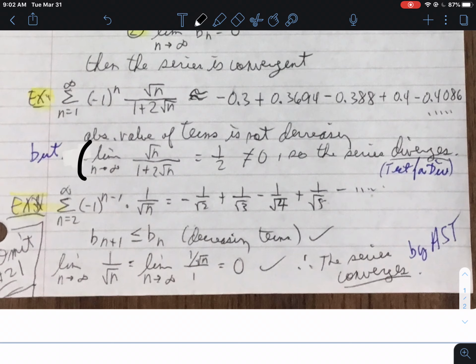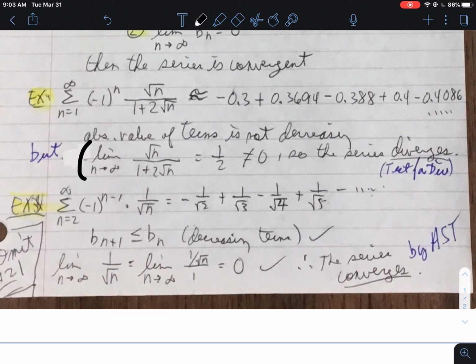Okay. And this fact that the limit of the terms as n approaches infinity is not equal to 0, that's the test for divergence. You want to be clear there, because one of your requirements is that once you make the determination about convergence or divergence, you have to be able to state the reasoning for it. Which test did you use, or according to what test? So be careful there. The second example, the sum from 2 to infinity of (-1)^(n-1) times 1 over square root of n.